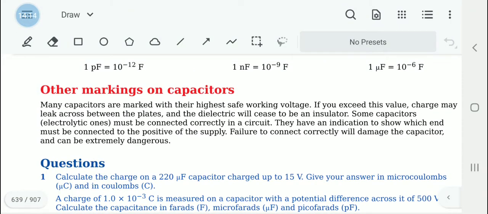Then capacitors are marked with their highest safe working voltage. So that means if there is excessive charge, because they are not built to withstand that kind of a charge, there would be leaking of charge across the plates. And the dielectric is no longer a dielectric. As a result, the capacitor will not function, because there is no build-up of two equal but opposite charges on either side.